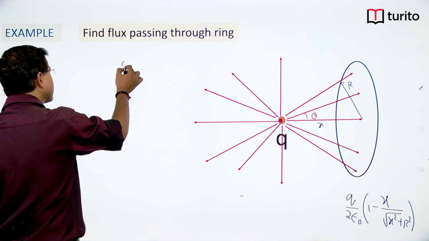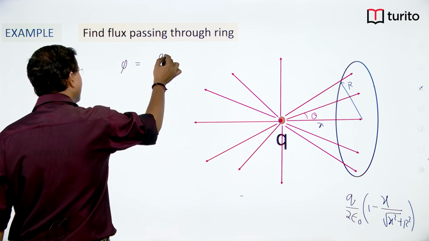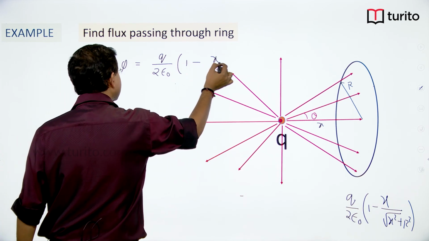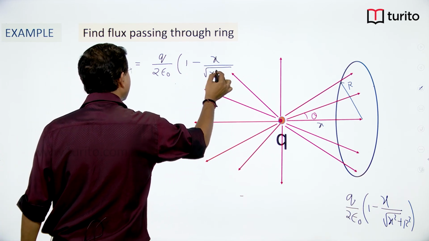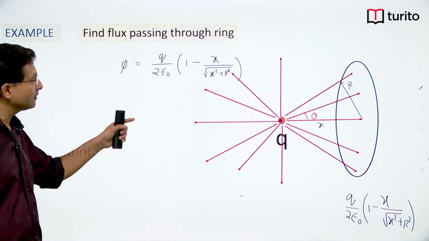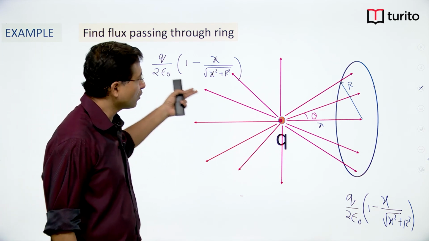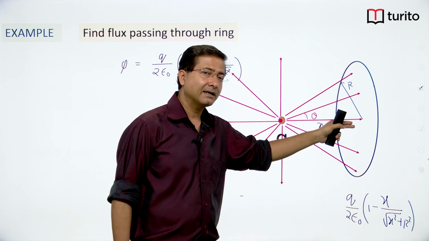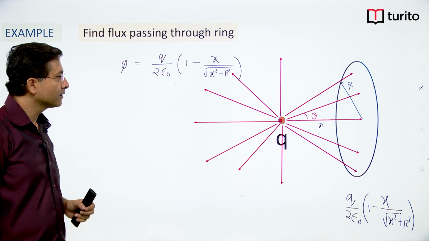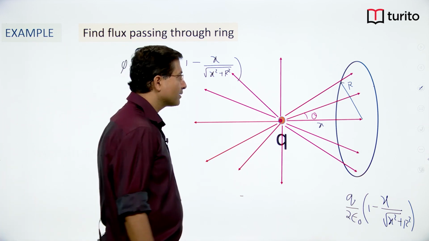We got the flux passing through the area bounded by the ring as q upon 2 epsilon naught in bracket 1 minus x divided by under root x square plus r square. Again I am telling you, this is a very important result, you have to remember it, because we cannot afford to solve the whole thing and derive the expression in the exam, where time will be very limited per question. So, we need to remember this one.